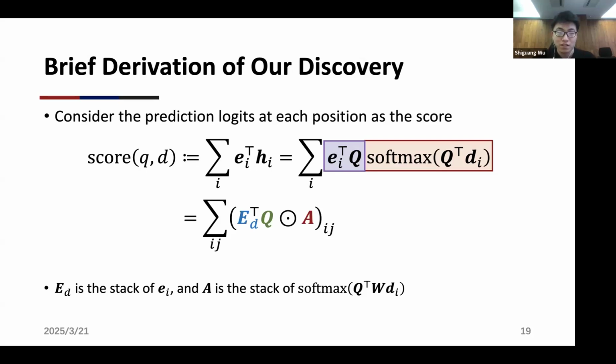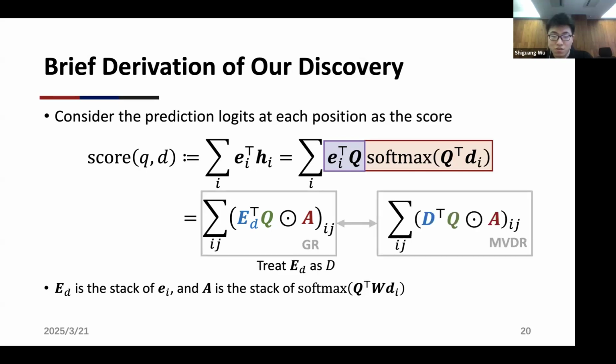The left part is the similarity matrix, and the right part, which is the attention score, we can view as the alignment matrix as before. So we get these equivalents, and these two paradigms have an equivalent set form. The blue part is the document encoding, the green part is the query encoding, and A is the alignment matrix. So we successfully generalize GR into the multi-vector dense retrieval framework.